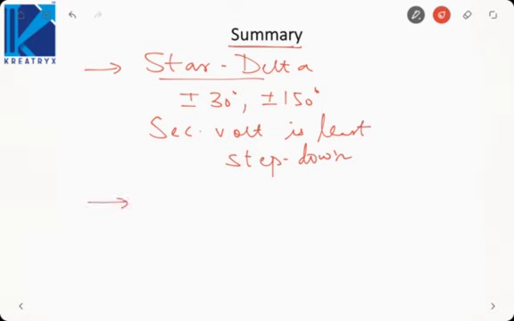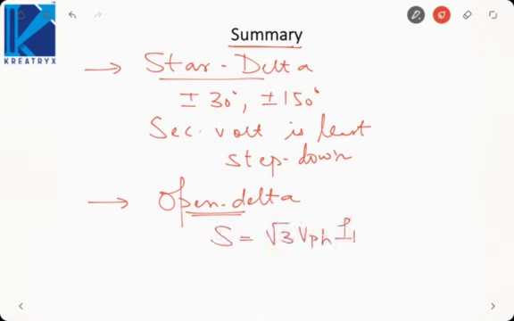And last we saw the open delta type of connection, in which we removed one of the phases of the transformer. Then the kVA rating was √3 V phase into I phase, which is 57.7% of the delta-delta connection. So it is a reduced capacity. So if one transformer develops a fault, no need to shut down the entire bank. You can use 2 of the 3 transformers and supply a load which is lesser than the actual load, but still power is non-zero. No need to shut it down.